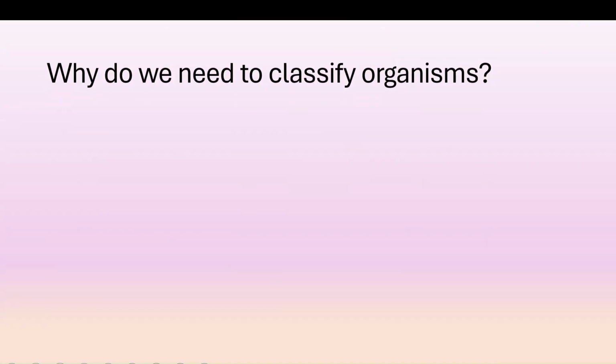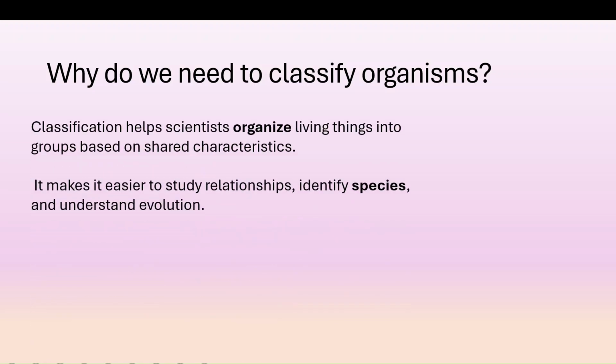So why do we need to classify organisms? Well, classification helps scientists organize living things into groups based on their shared characteristics. It makes it easier to study relationships, identify species, and even to understand how species have evolved over time.